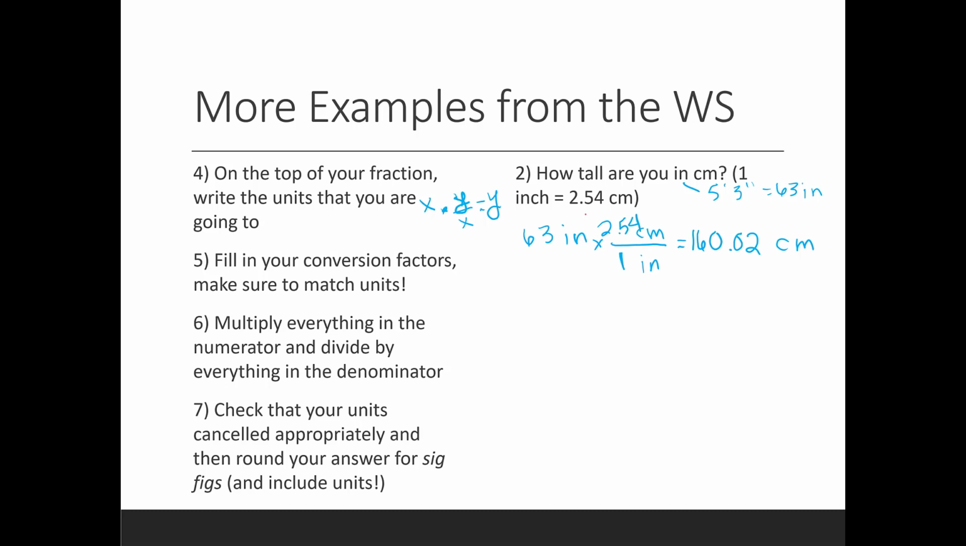Well, inches are on opposite sides, so those canceled out. I'm left with centimeters, which is good. That's what I wanted to be. And then I need to round my answer for sig figs. My original number has 2 sig figs, so my answer can only have 2 sig figs. So my answer is 160 centimeters. Remembering, of course, that trailing zeros do not count towards significant figures because my decimal is absent. All right. And I included my units.